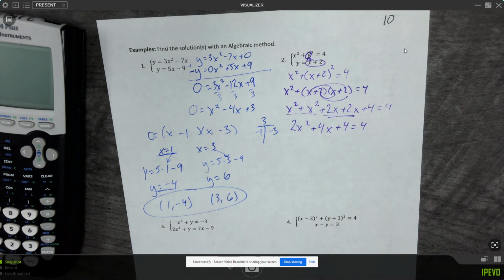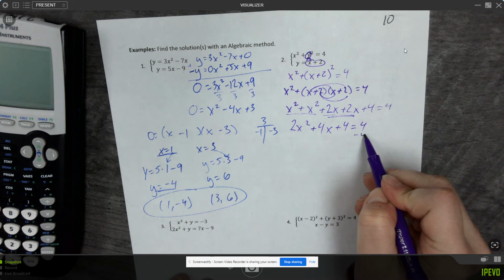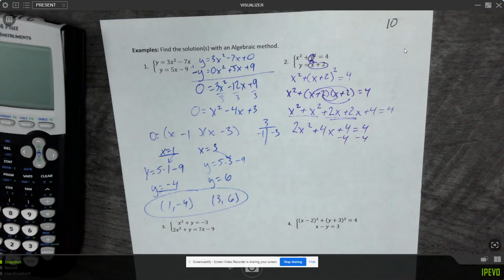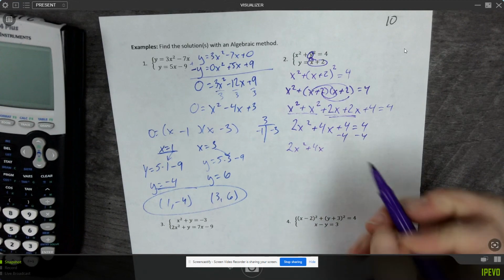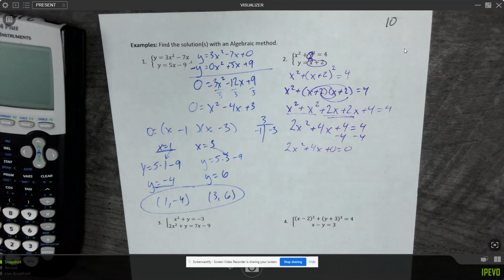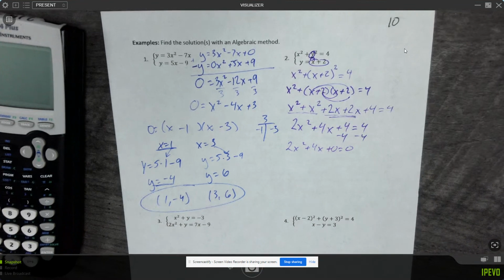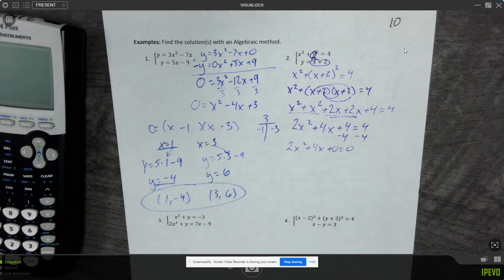Quadratic formula needs everything to one side set equal to 0. So I need to subtract this 4, which subtracts from its 4 there. That's going to give me 2x squared plus 4x plus 0 equals 0. Do you need to put a plus 0 there? No, you do not, but sometimes it's helpful for you to remember that that means your C value is 0.